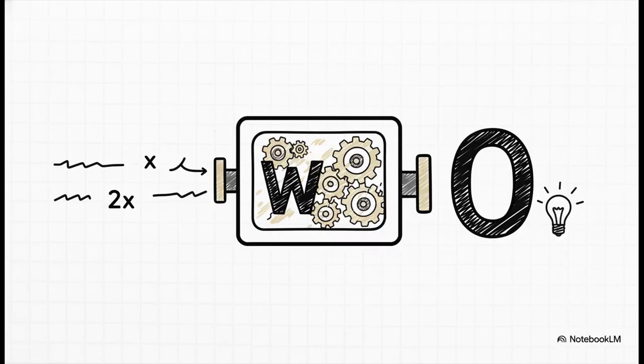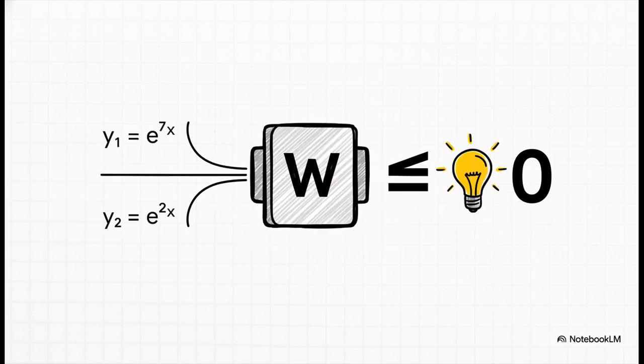For that dependent pair we talked about, x and 2x, let's plug them in. It's the first function, x, times the derivative of the second, which is 2. Then subtract the second function, 2x, times the derivative of the first, which is 1. So we get 2x minus 2x, which is exactly 0. But now look at our solutions from the first example, e to the 7x and e to the 2x.